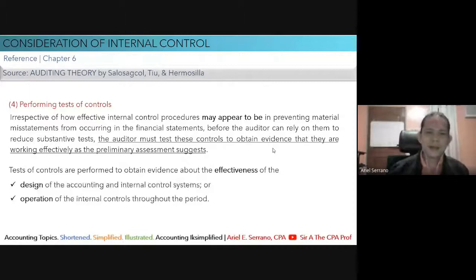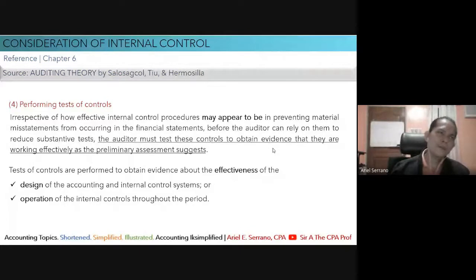Okay? Tests of controls are performed to obtain evidence about the effectiveness of the design and of the operations. Is the design of the accounting and internal control effective? Are the operations also effective? Operating effectively.